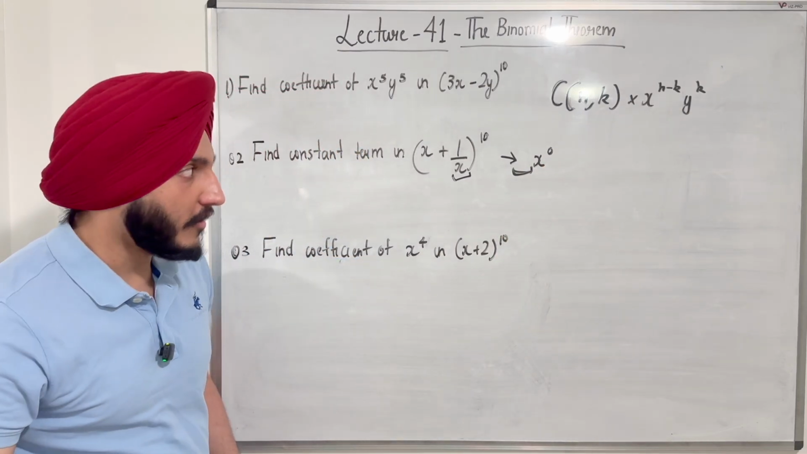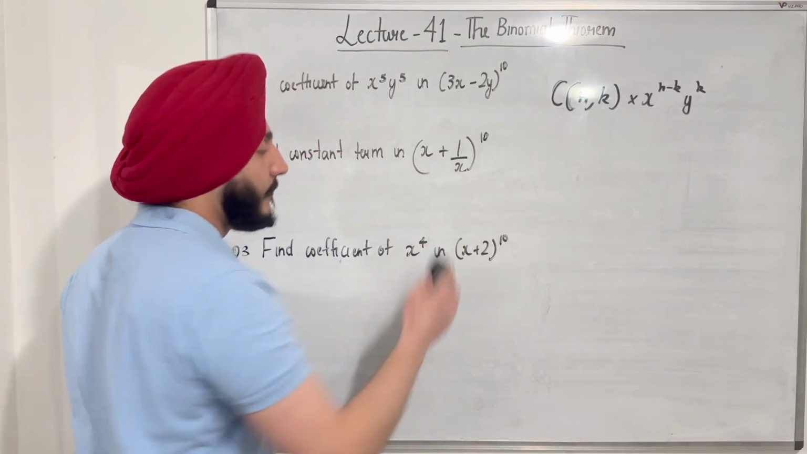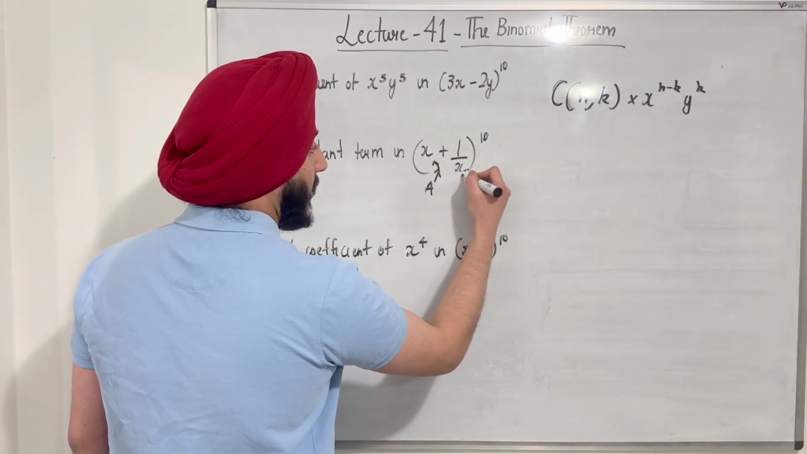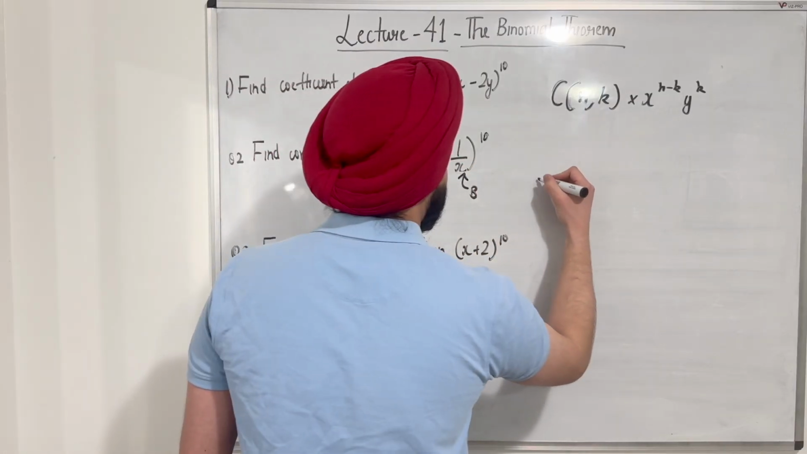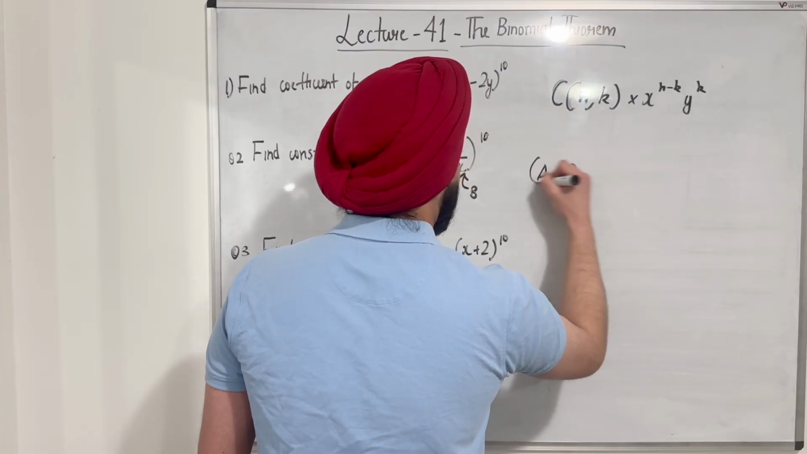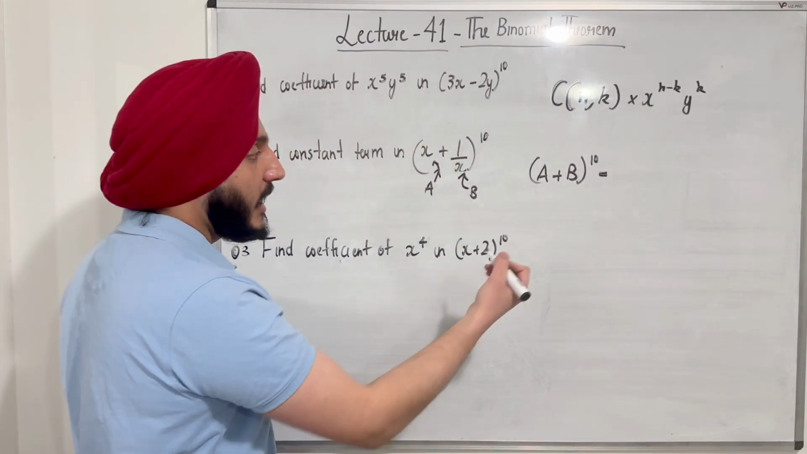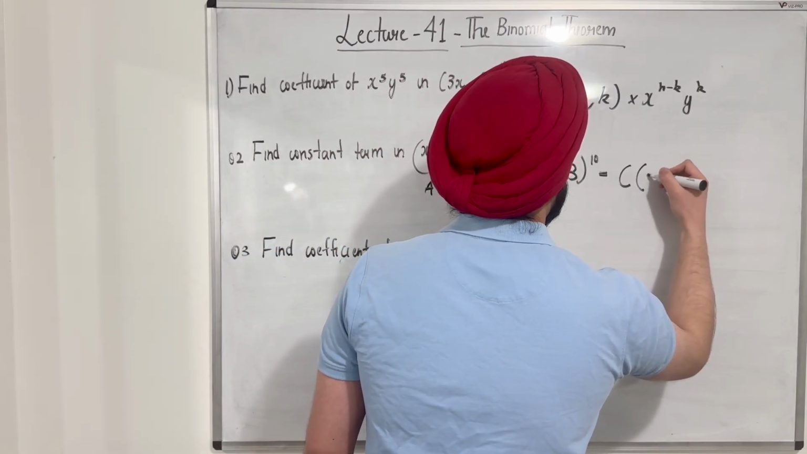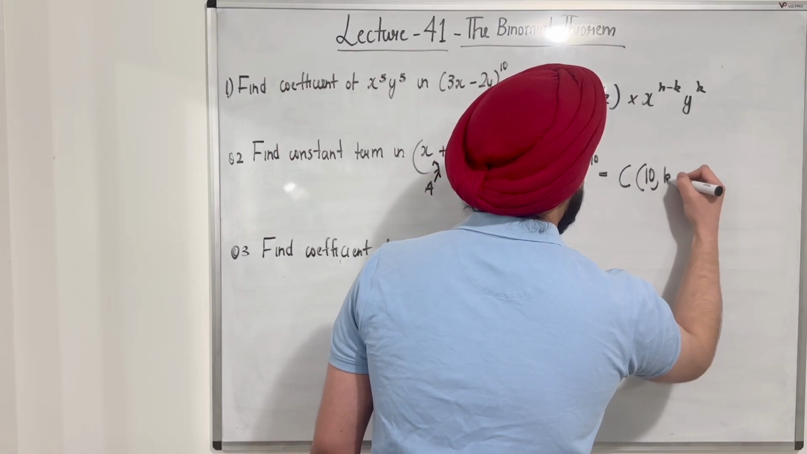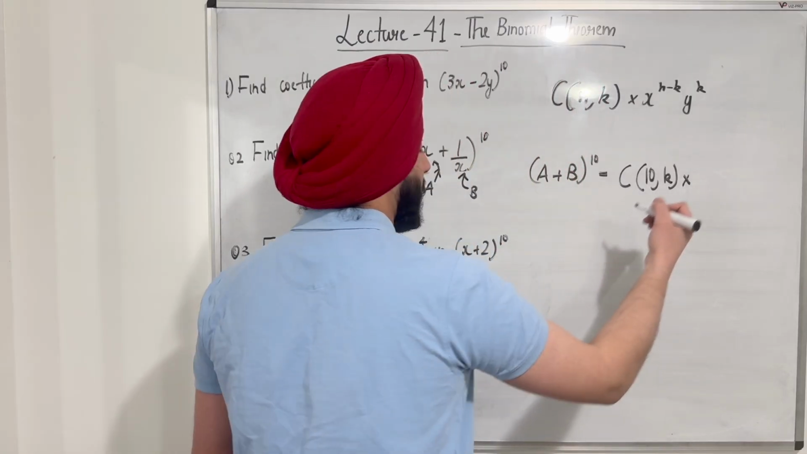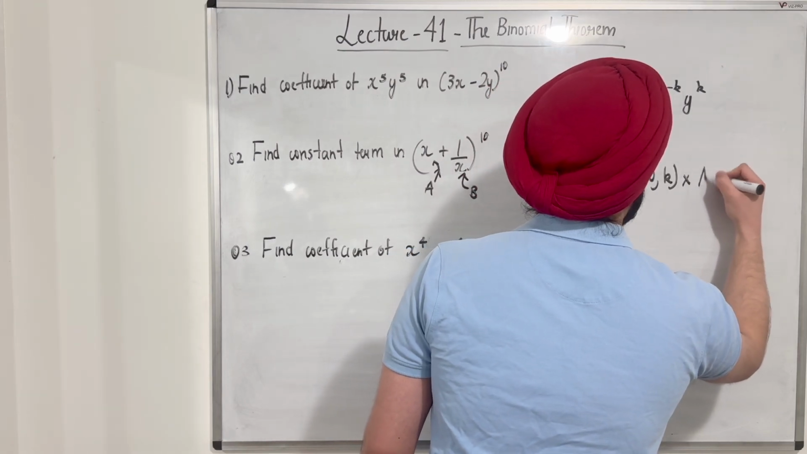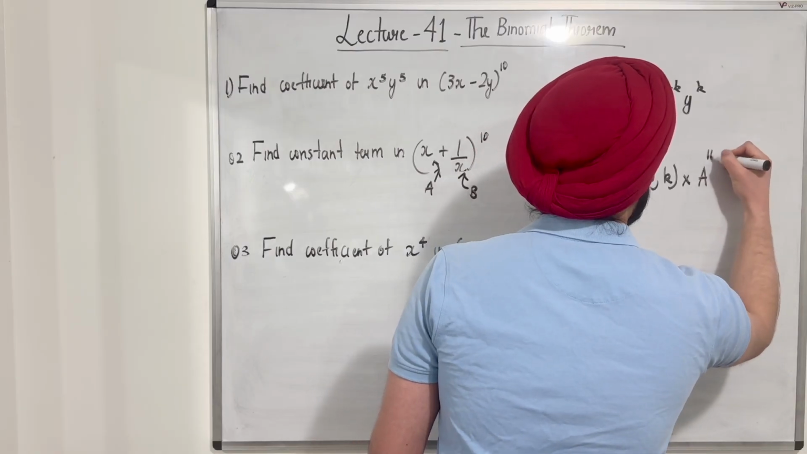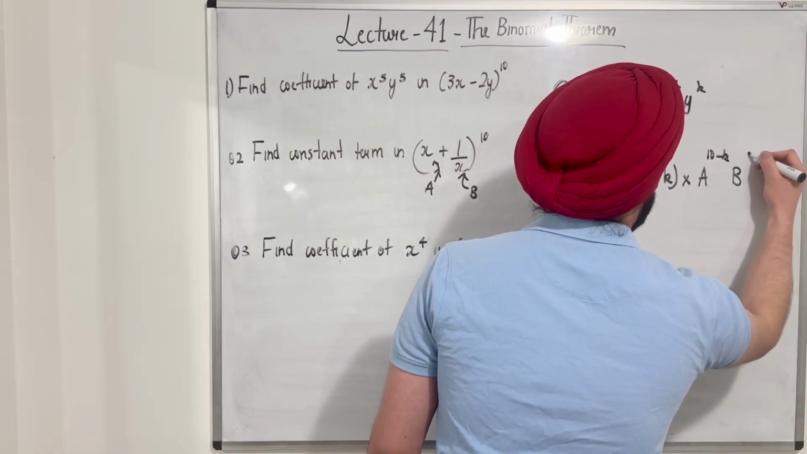So let's just quickly try to solve this question, right? Okay. So let's represent x as a, right? And 1 by x as b. I can write this as a plus b to the power of 10, right? And a plus b to the power of 10 can be written as C 10 comma k multiplied by a to the power of 10 minus k, b to the power of k, right?